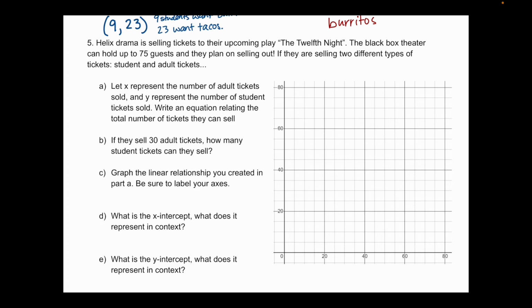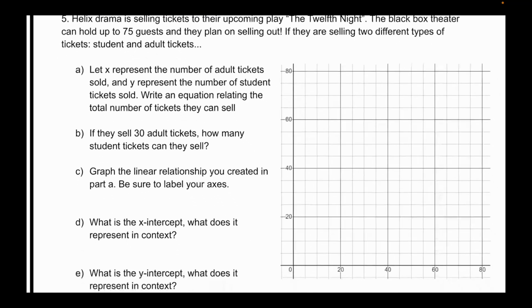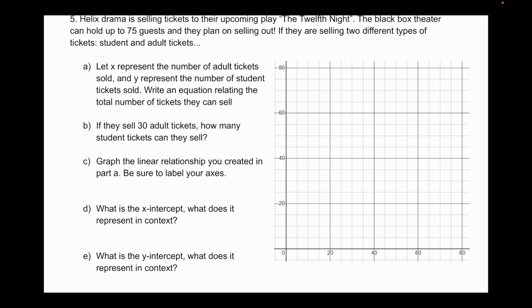If they are selling 2 different types of tickets, student and adult tickets, then A says let X represent the number of adult tickets. So immediately I'm going to label my axis here, because they said X represents adult tickets. So I'm going to write adult tickets along my X axis. And Y represents student tickets, so I'm going to write student tickets along the Y axis. Because this graph would not be here if I didn't need to actually do it. So we're going to actually do this graph.